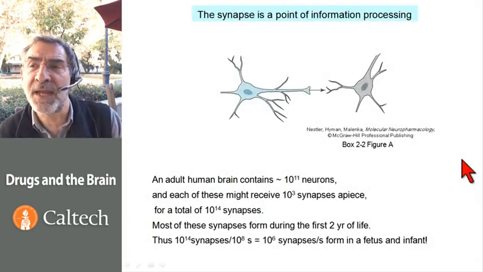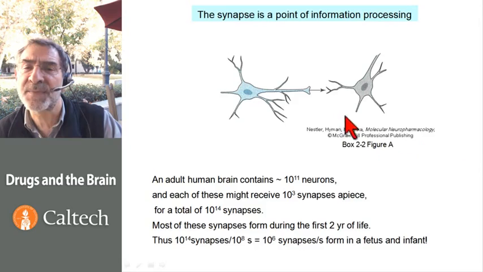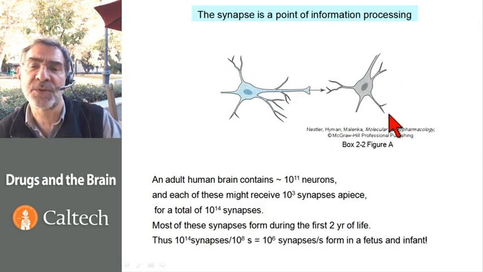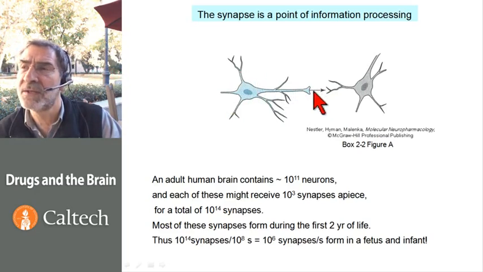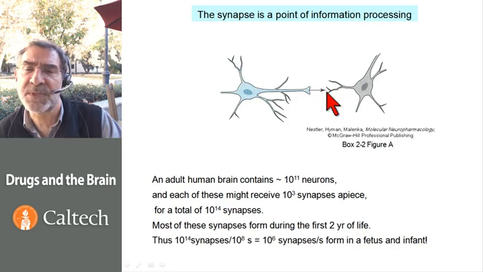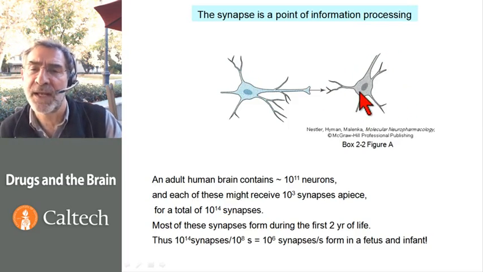Now, if we blow up the area where one neuron contacts another, we find the synapse, which is a point of information processing in the central nervous system. It's a little chemical hop. The nerve impulse is electrical while it's traveling within neurons. It changes to chemistry to jump across the synapse, and then it usually changes back to electricity again and flows on its way.